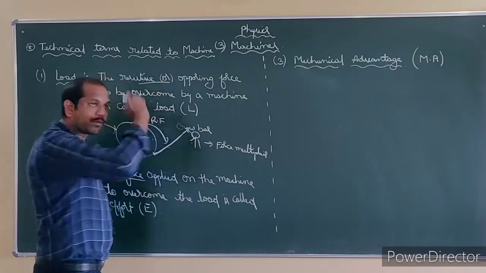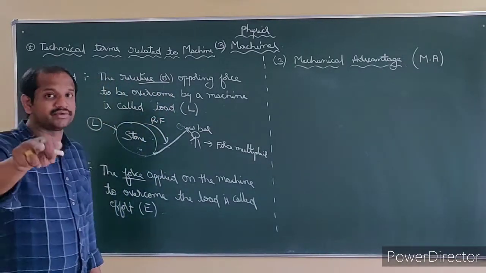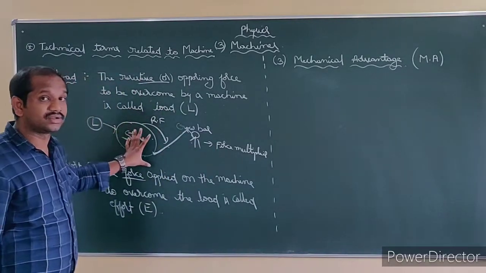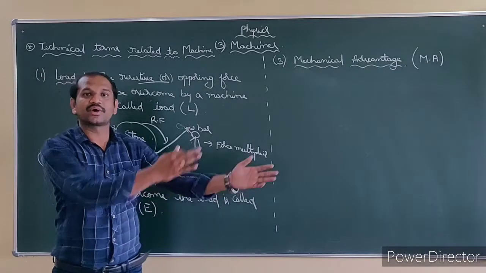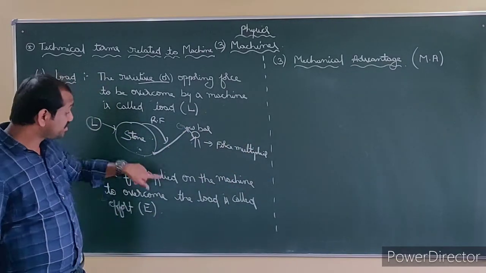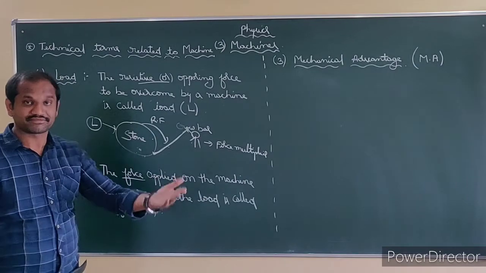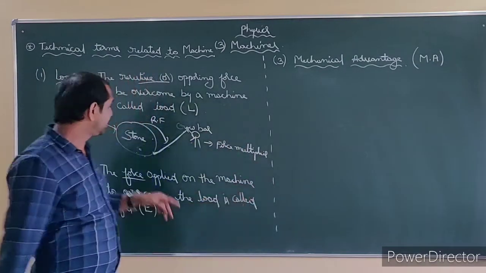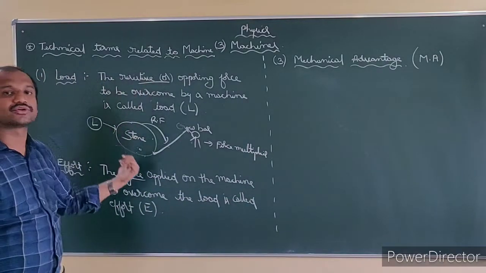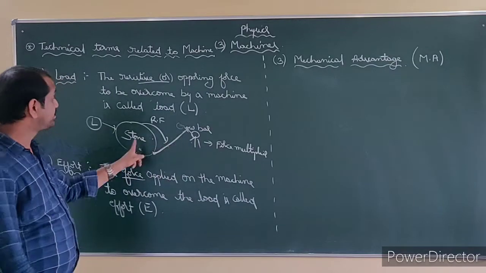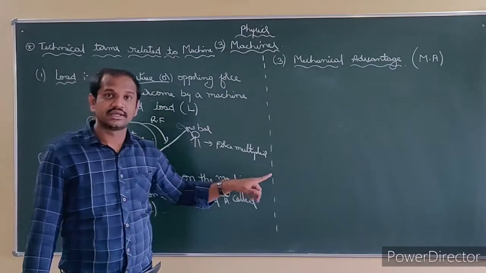It is a resistive or opposing force. Why? In your view, when we see a stone, you are applying effort to move it, and the stone is the load. In your view, you are applying an effort force. Because we are trying to move it, it is our effort. Load is the resistance, a passive force applied by an object. So we are applying effort on the machine, and the load is also being applied on the machine.